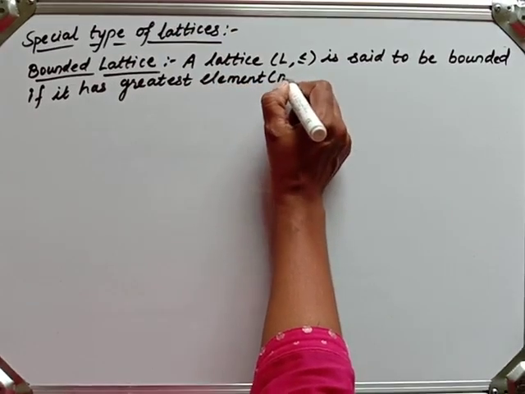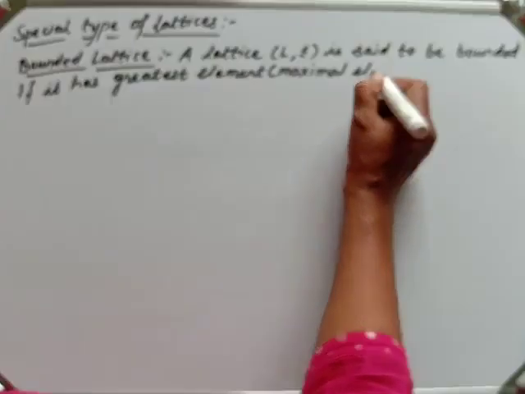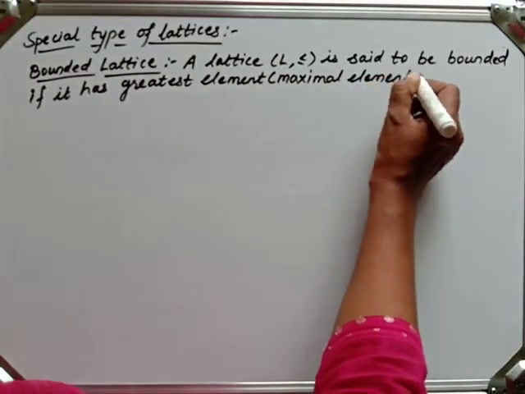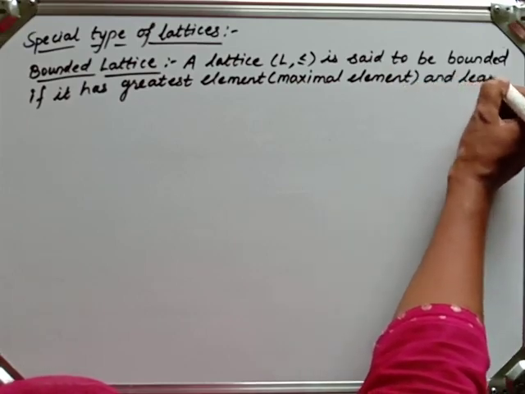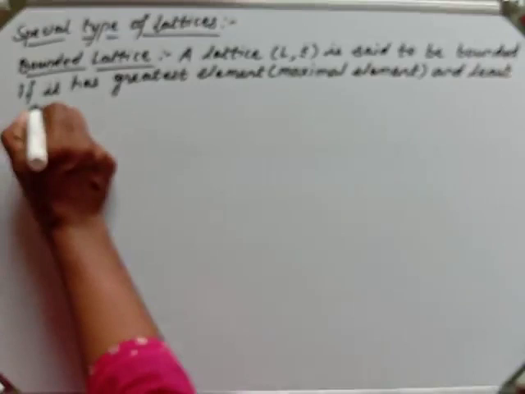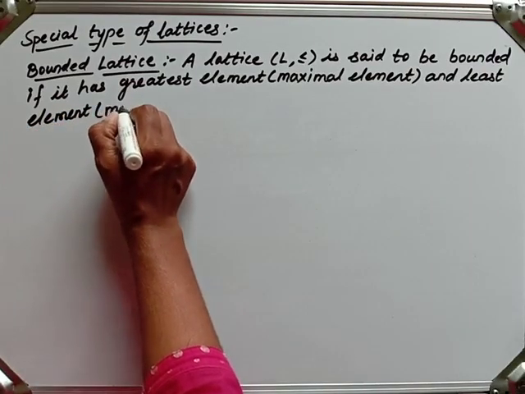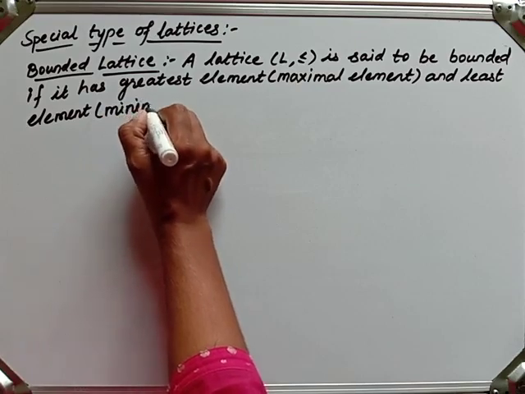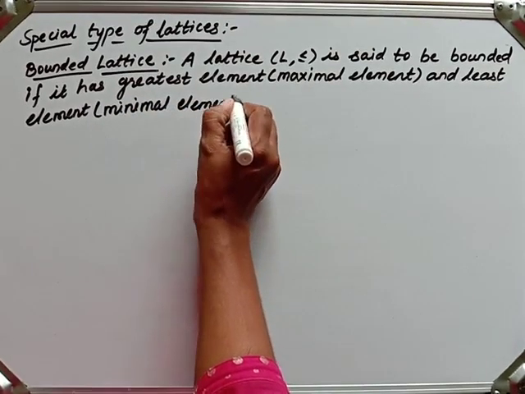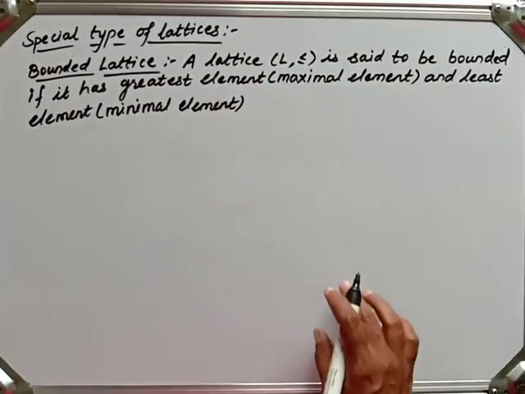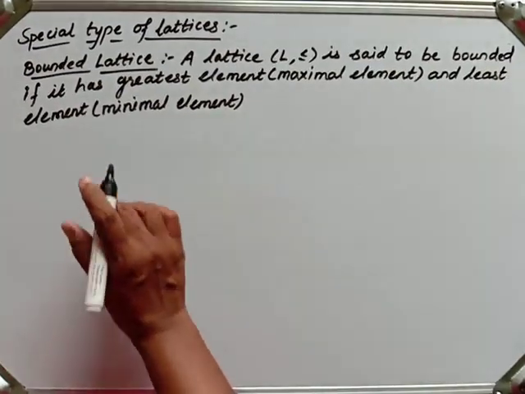that is the maximal element, and a least element, that is the minimal element. If the lattice has a maximal element and a minimal element, as we have seen in the Hasse diagram, then such a lattice is known as a bounded lattice.